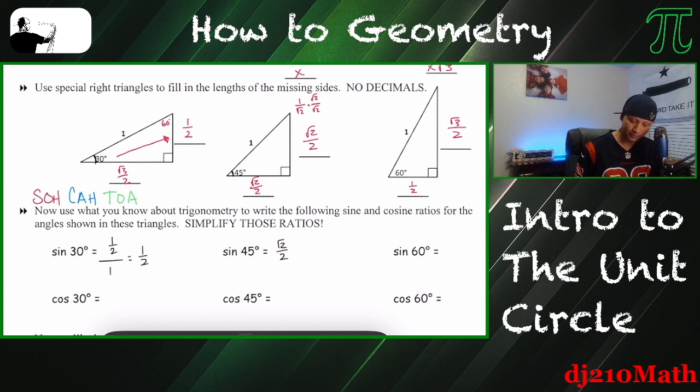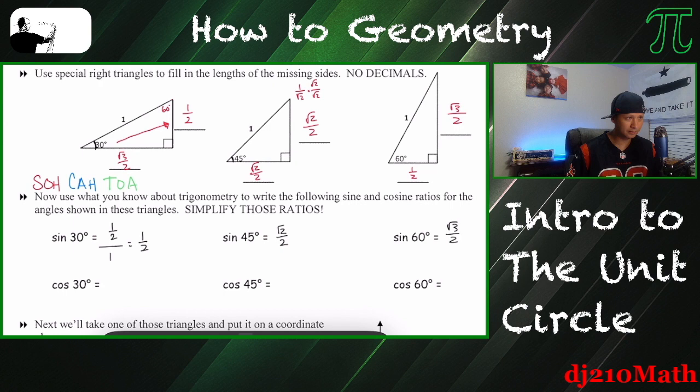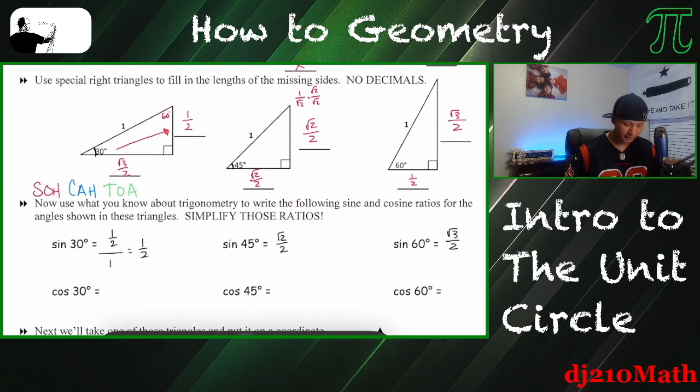60, you can probably see where this is going. This is going to be √3/2. Okay, same idea, but for cosine. Cosine is adjacent over hypotenuse. Again, the hypotenuse is 1, so we don't really care about that.